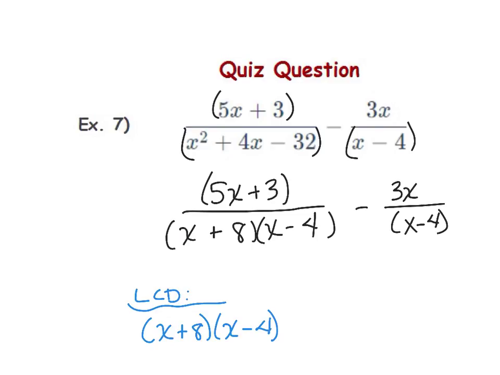All right, here's the correct answer. Did you remember to put parentheses around all these quantities? And then factor the denominator. And we end up with a least common denominator of x plus 8 times x minus 4.